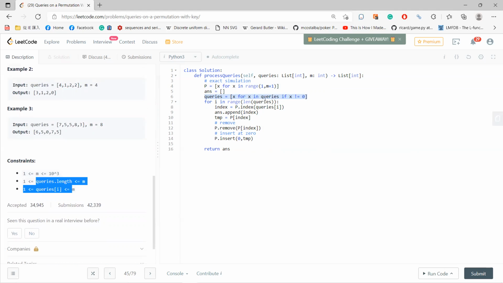You only care about the queries that are non-zero. Actually, I think you don't need "x for x in queries if x is non-zero". By definition, x is always non-zero, so actually we don't need this.